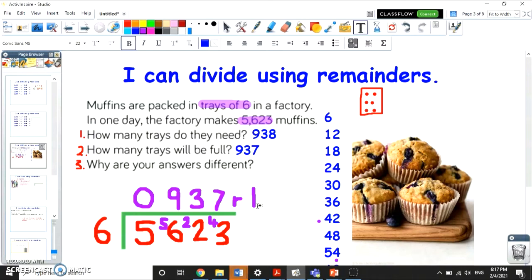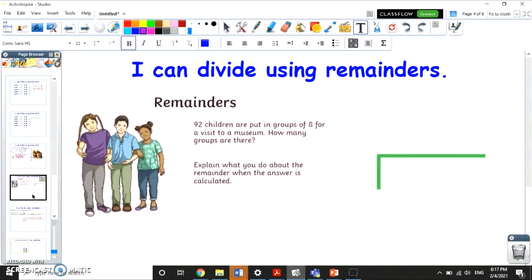So this is hopefully helping you to see that remainders are still a specific thing, and sometimes a remainder is something really important that you need to think about: how does it affect the answer to the question if it's a really practical problem. So in this case, the factory would need to know that they are actually going to need 938 trays. 937 just isn't going to be enough. Hope that makes sense.